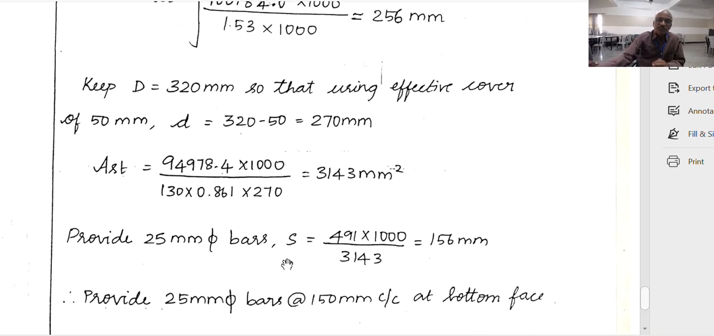It is a one-way slab. Once you know the bending moment, equating it to the moment of resistance, we can find out the effective depth. And equating the bending moment to Ast into sigma st into jd, you can find out the area of steel. So that is your usual RC design.